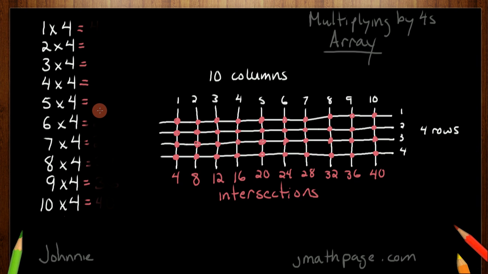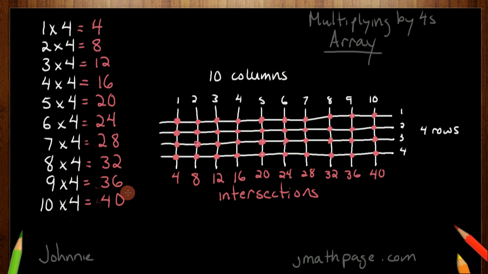How'd you do that time? Let's look them over again. Are you ready? 1 times 4 equals 4. 2 times 4 equals 8. 3 times 4 equals 12. 4 times 4 equals 16. 5 times 4 equals 20. 6 times 4 equals 24. 7 times 4 equals 28. 8 times 4 equals 32. 9 times 4 equals 36. 10 times 4 equals 40.